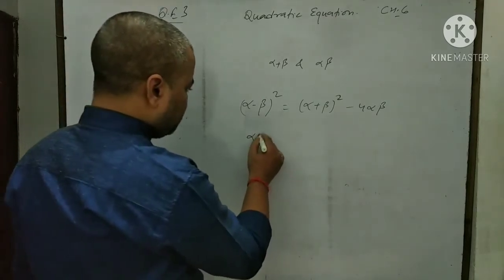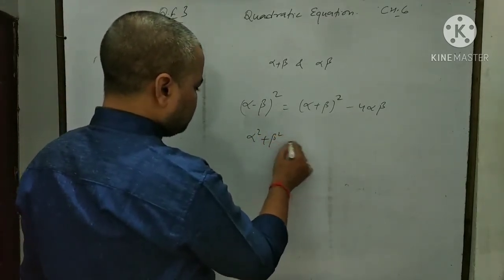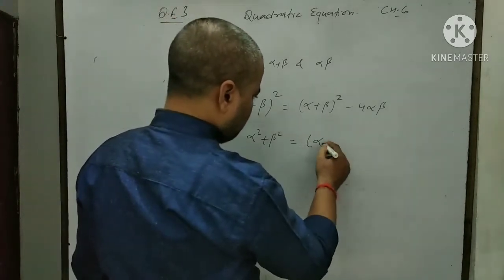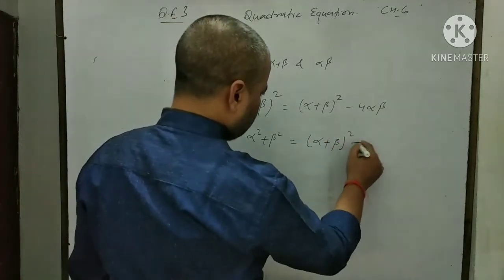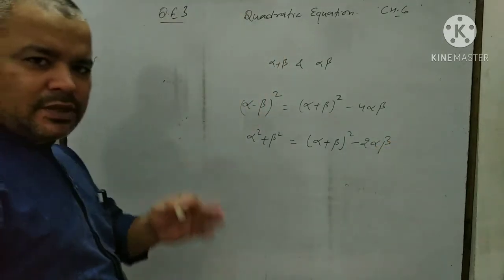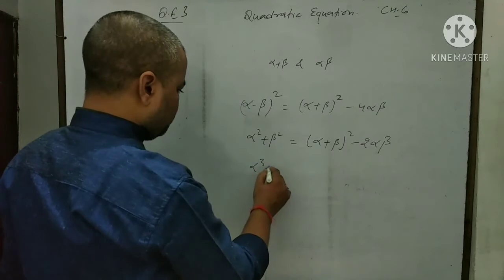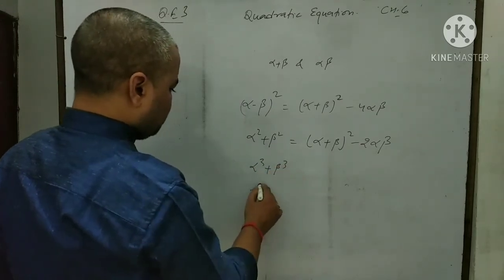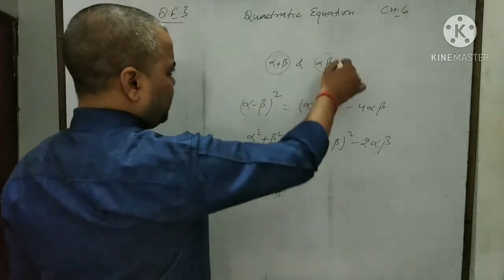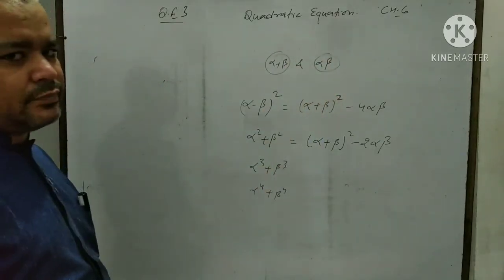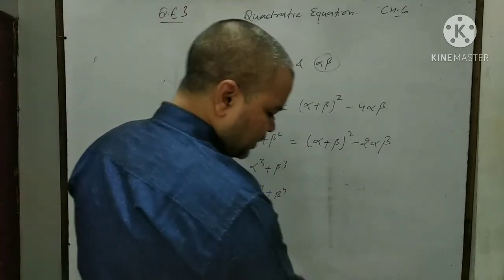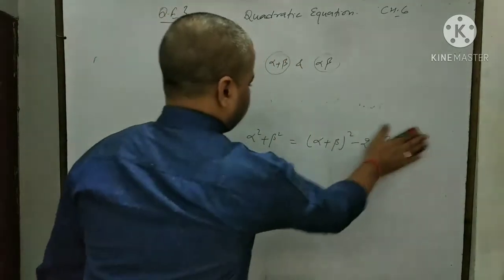Similarly, we can find here alpha square plus beta square. How? Alpha square plus beta square, like this way: alpha plus beta whole square minus 2 alpha beta. Similarly, we can find alpha cube plus beta cube, alpha raised to power 4 plus beta raised to power 4, using alpha plus beta and alpha beta. Getting? This is the total thing related to the symmetric functions of roots.